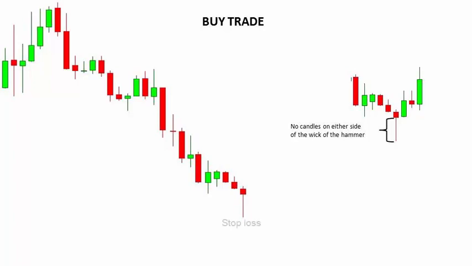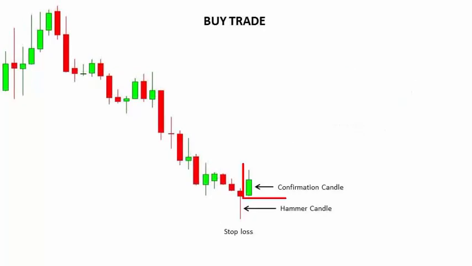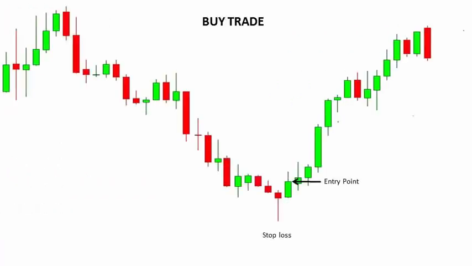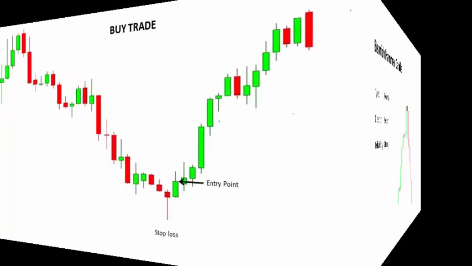Trading a bullish hammer candle, the stop loss should go right at the low of the hammer candle. It is always good practice to wait for a confirmation candle. The confirmation candle is the candle immediately following the hammer candle. For a buy trade, the confirmation candle should be green. And the entry point will be here at the close of this confirmation candle.